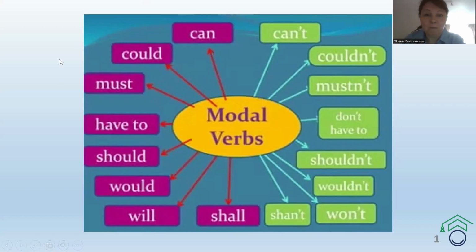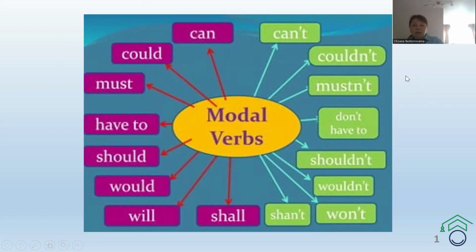First of all, what are modal verbs? Yeah? Who can give a definition? What are modal verbs? What do you remember about them? Andrea? Modal verbs are those verbs which don't express actions but attitude to action.